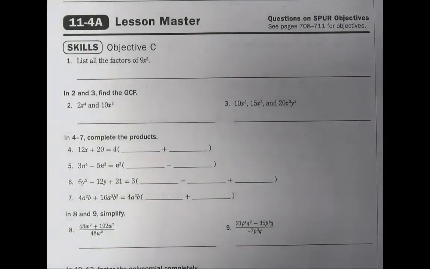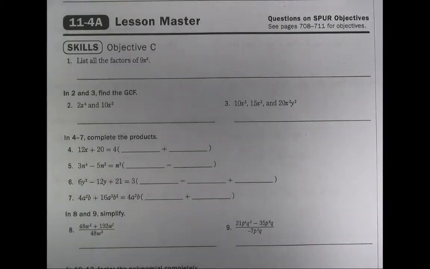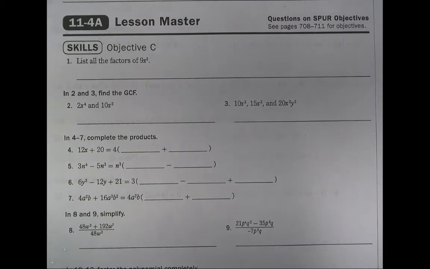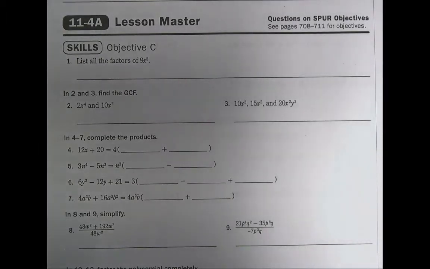Right, this is the review sheet for 11.1 to 11.4. Starting up here with 11.4a, so covering a lot of 11.4 and then a little bit of 11.1 and 11.3 on the back. So we're going to list all the factors of 9x squared.